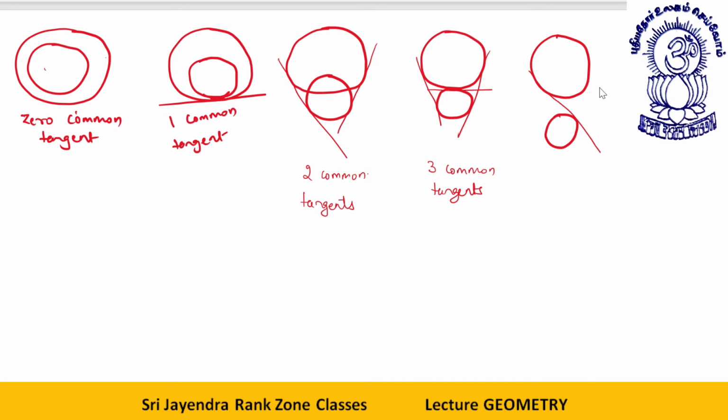The last case is like this. One more tangent like this, and one more tangent like the fourth one. I'm unable to draw properly, no problem. So you have four common tangents. If I see the entire process of one smaller circle coming out of a larger circle, in this process we get 0, 1, 2, 3, 4 common tangents.